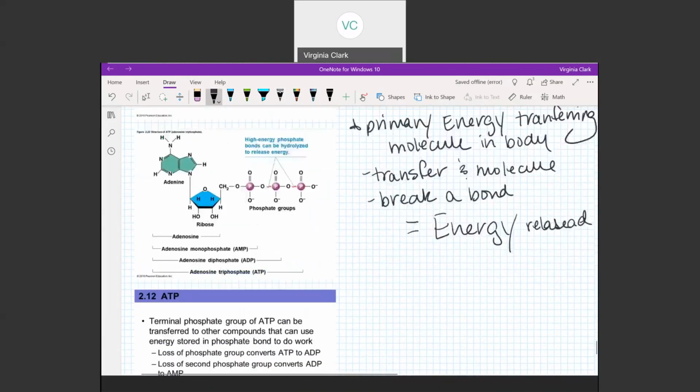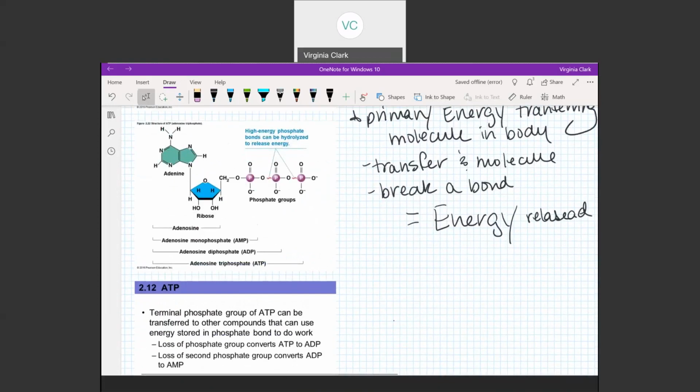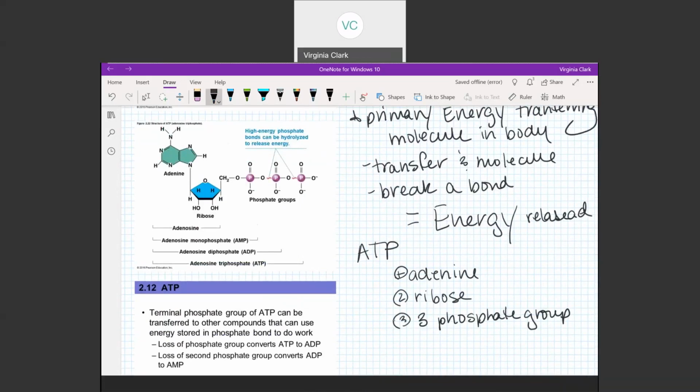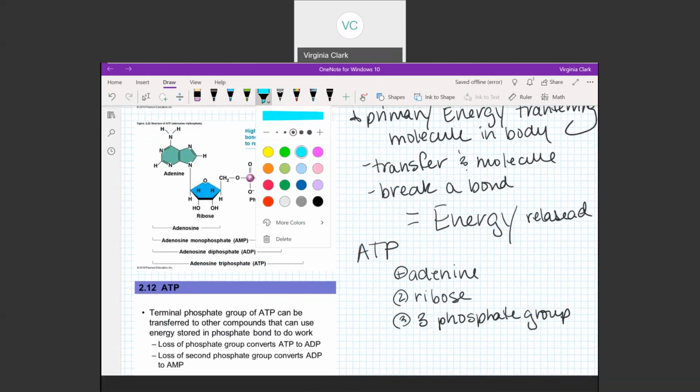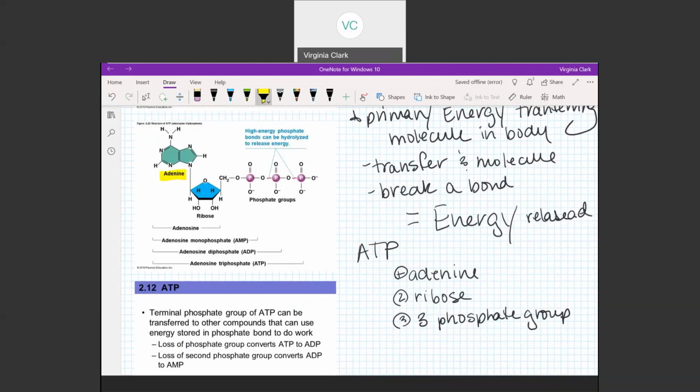So we're going to draw this ATP molecule right now. ATP has three things. It's going to have the adenine. It's going to have a ribose sugar. And it's going to have 3 phosphate groups. So triphosphate, adenosine triphosphate. So this is what you have right here with our picture. Here is our adenosine, adenine. Here's our ribose, and here's our 1, 2, 3 phosphate groups.